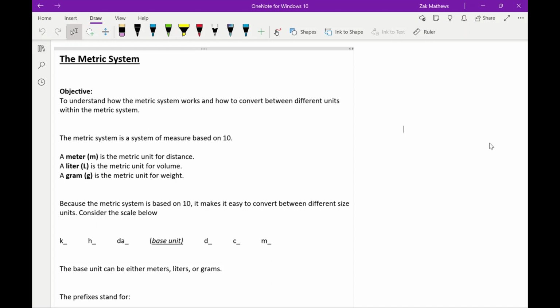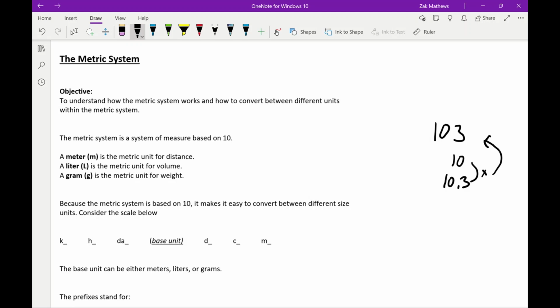And again, because this is based on a system of 10, it makes it really easy to convert between different size units. All we have to think about is shifting that decimal place around. Every single decimal place is off by a measure of 10. So just to give you a couple quick examples over here to the left, let's say I have 103. Well, that is exactly 10 units larger than 10.3. If I were to multiply these two numbers, we would get to this other unit. We've just shifted that decimal place over and we get there.